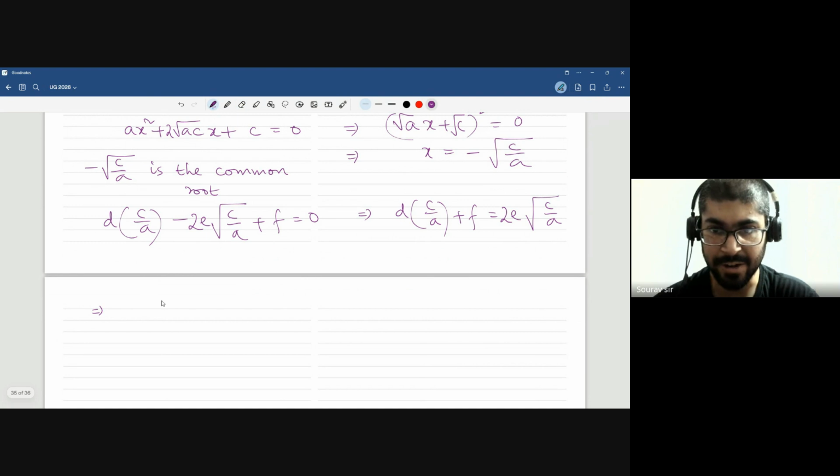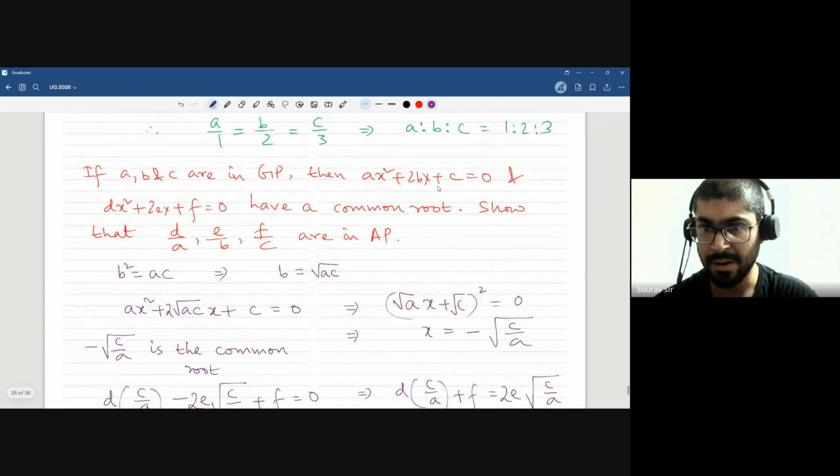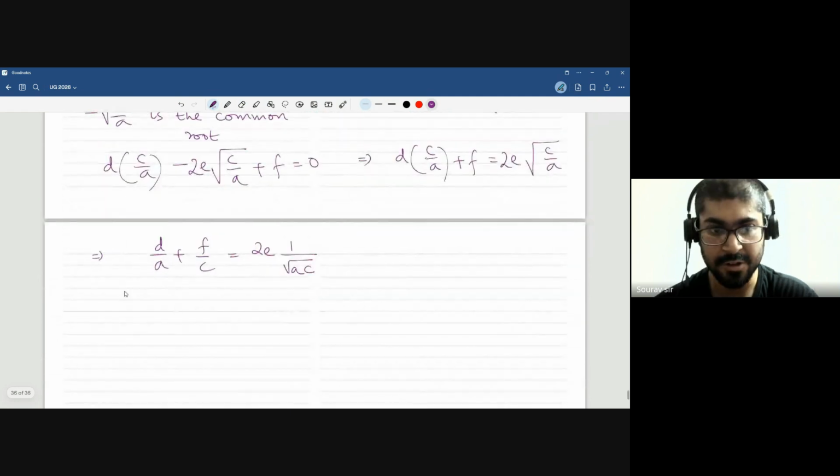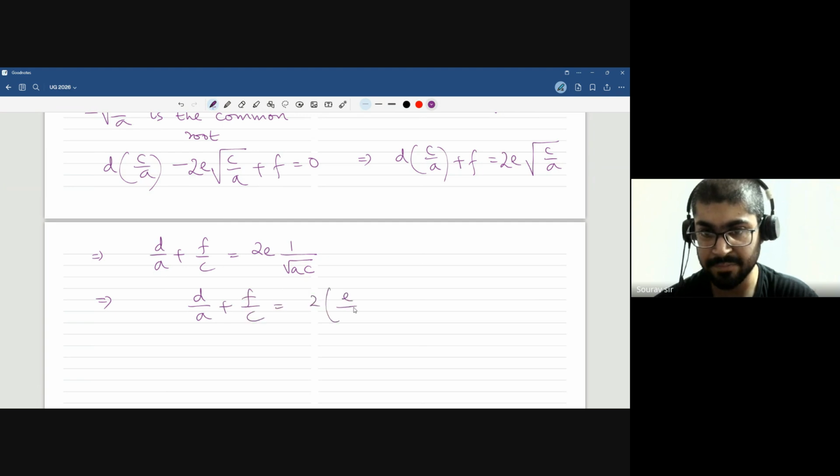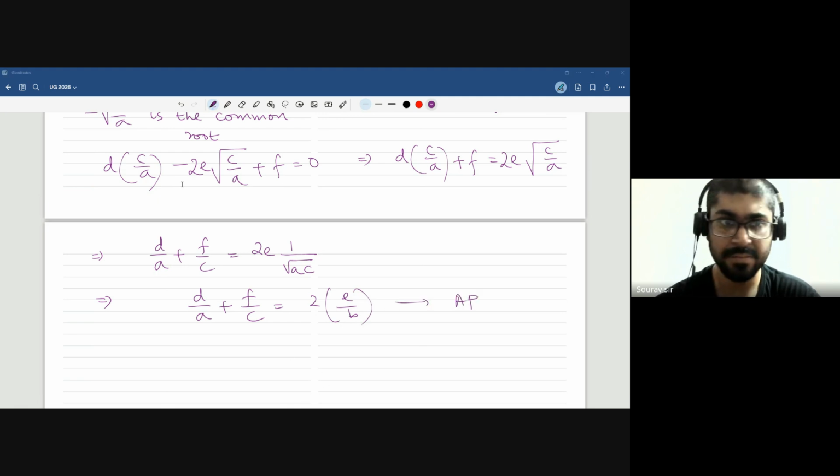So if you divide by C, you will get D by A plus F by C is equal to 2E divided by 1 by root AC. You don't need to square it. You can just replace this by B because B is equal to root AC. So you will get D by A plus F by C is equal to 2 of E by B. That means AP. Arithmetic means.